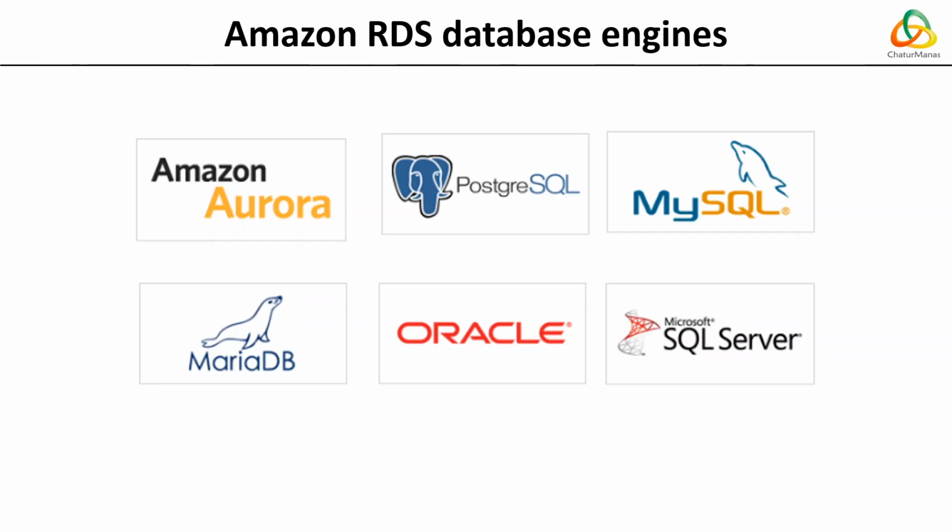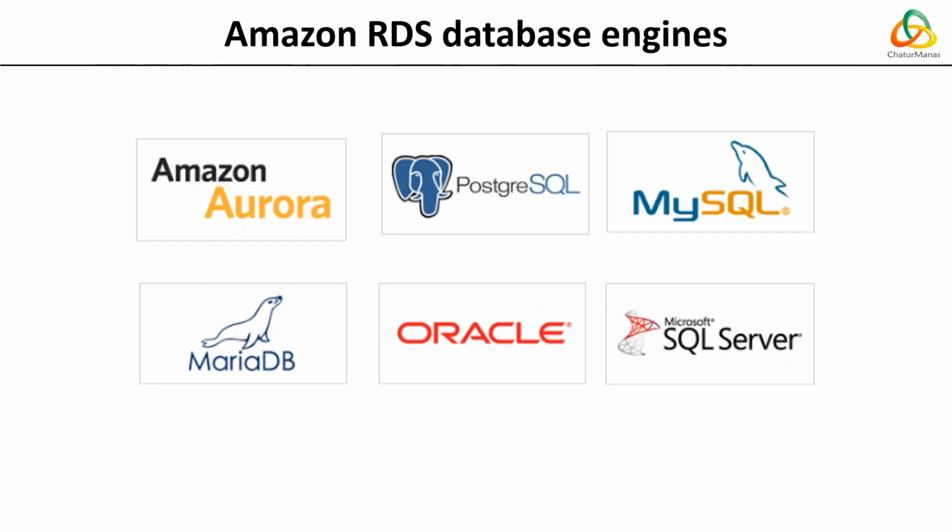So the first one is Amazon Aurora, which is its own product, which is based on a MySQL database. Amazon Aurora is 5 times faster than that of MySQL. That's why a lot of people use Amazon Aurora in their production environment. Then we have PostgreSQL, MySQL, MariaDB, Oracle, and SQL Server.